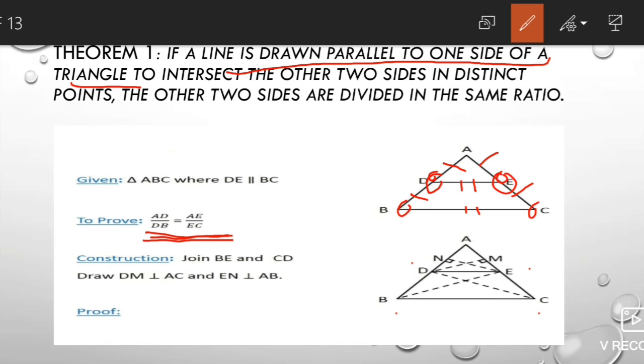Again you have to draw DM perpendicular to AE and EN perpendicular to AB. Check the figure here, the second figure. You have to join these 2 points CD and BE. Now draw this DM perpendicular to AC and this EN perpendicular to AB. Okay, now check the next slide.